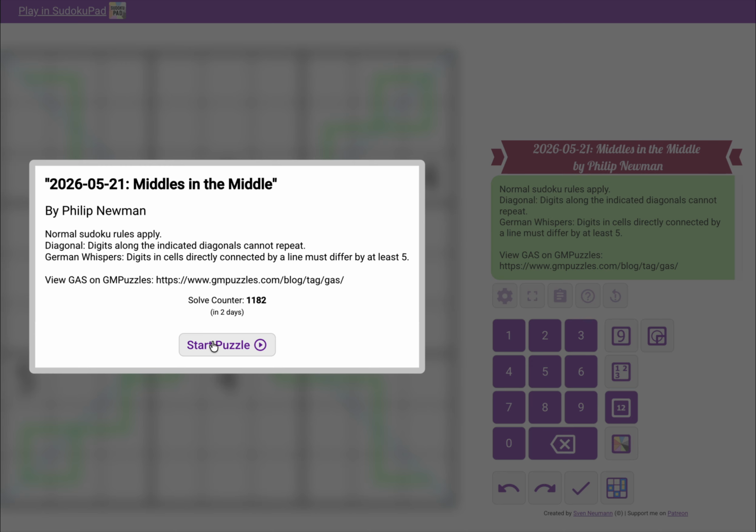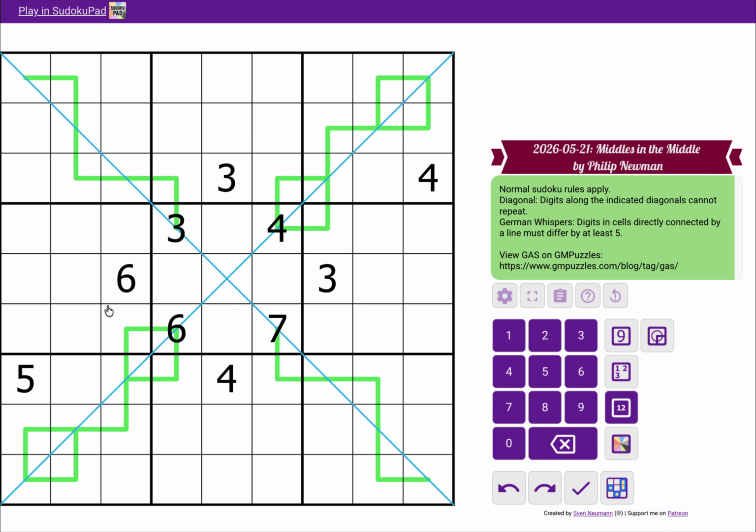Let's start. Cannot repeat, so we have 2 extra regions, basically. Okay, so let's start with diagonals, right? So we have 3 3s. So here 3's can go here, but 3 also can't go here and it can't go here. So it can't go anywhere here. It can't go here. So it only goes here and then here.